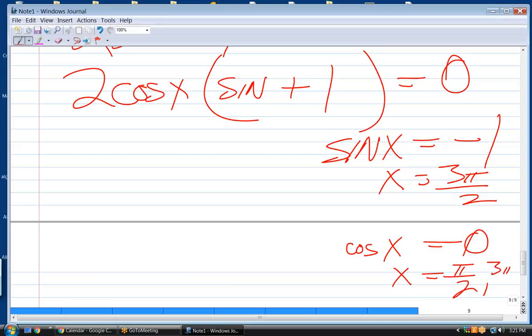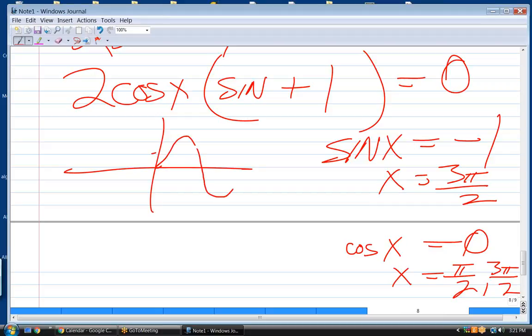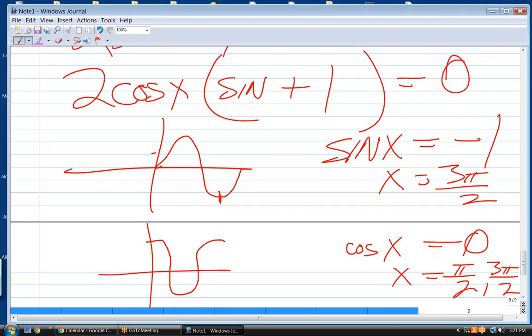Ooh, this is kind of interesting. I've never seen it that way before. I've never seen where there's two answers that are the same. Did we do this one right? Let's see. Sine looks like that, and that's where it's minus 1. So that's definitely 3 pi over 2. Cosine looks like this, and that's 0 right there at pi over 2 and 3 pi over 2.